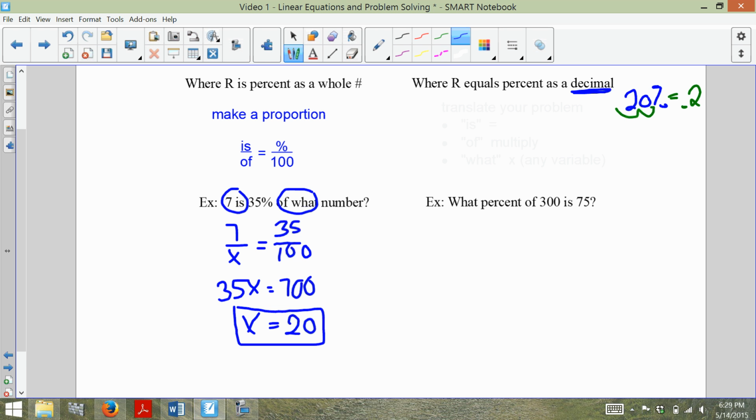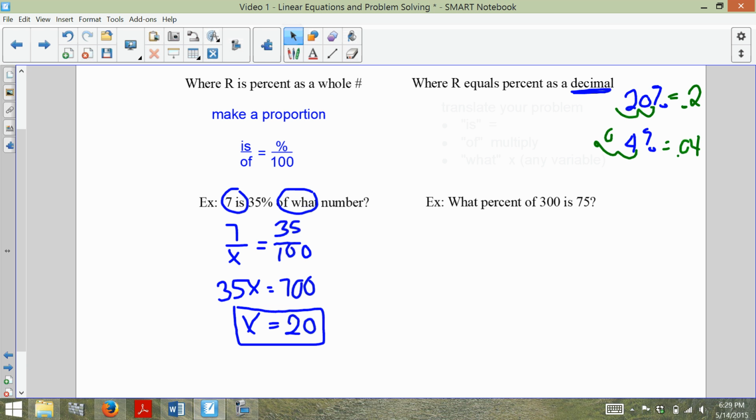In the same way, if I had something like 4%, again, to put it into a decimal, I divide by 100. I move the decimal over 2 places. So this is going to make this 0.04 as a percent. Okay, so always 2 places. Now back to working with the problem.